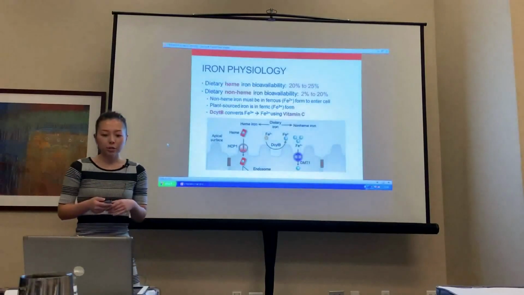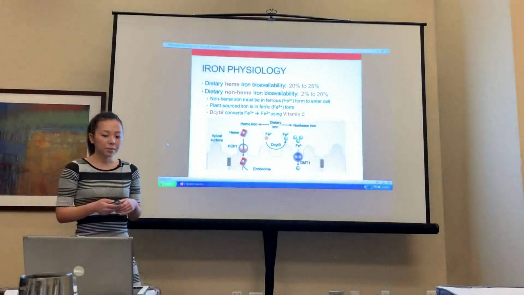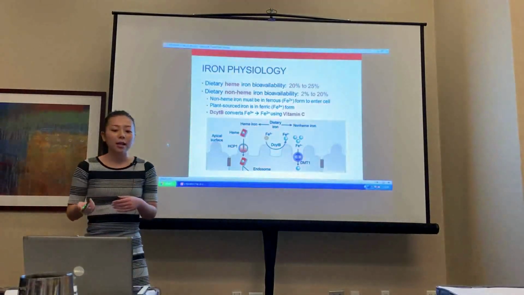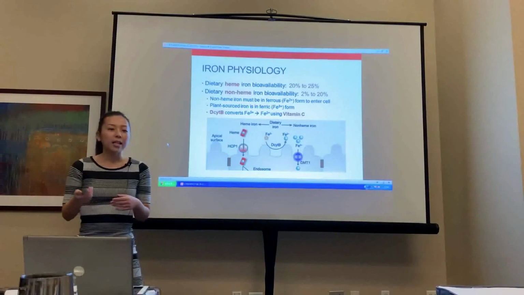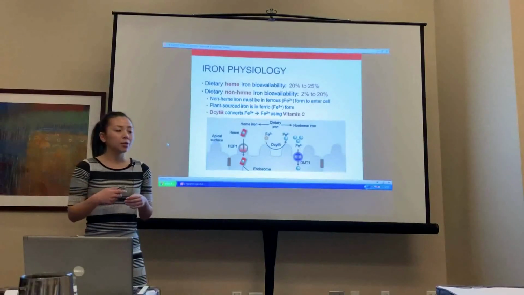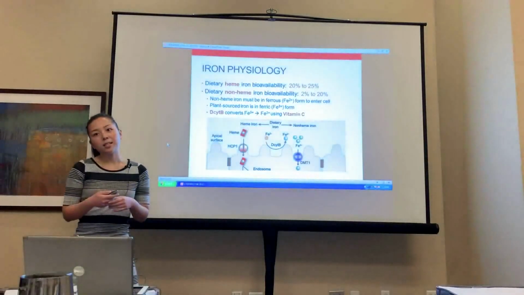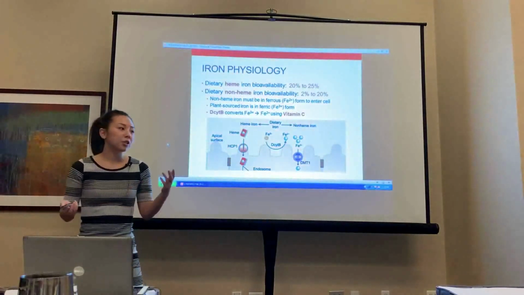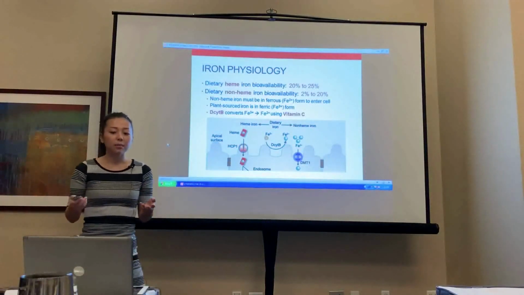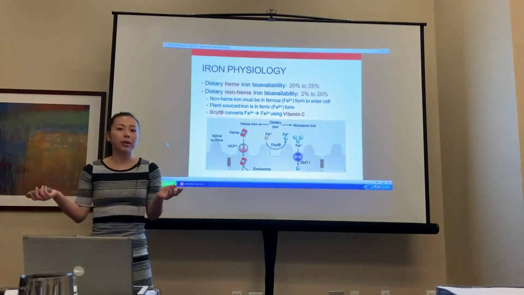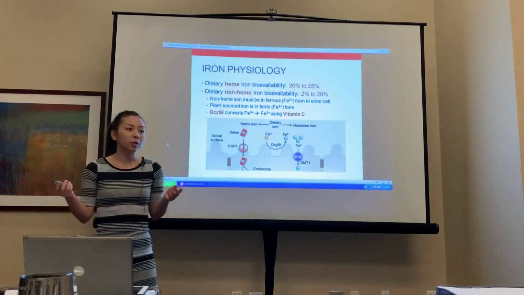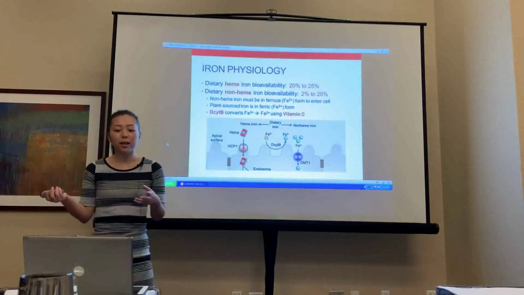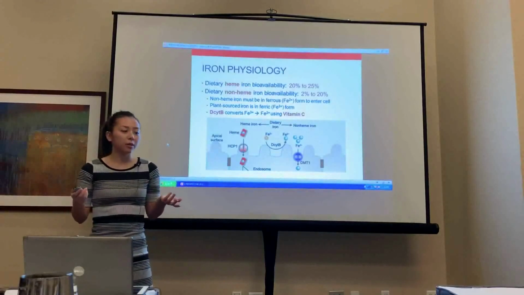So taking a closer look at the difference between heme iron and non-heme iron, heme iron from our diet has pretty good bioavailability, about 20 to 25% of it gets absorbed. When we compare that to non-heme iron, which is from plant sources, we see that the bioavailability is much more variable and generally lower, so from 2 to 20%. And why is it so variable?